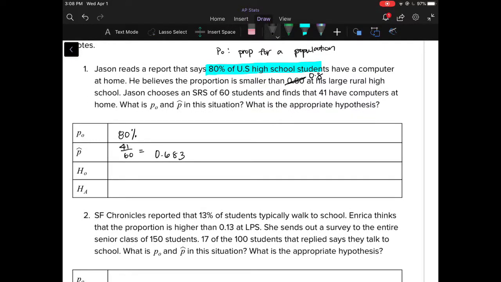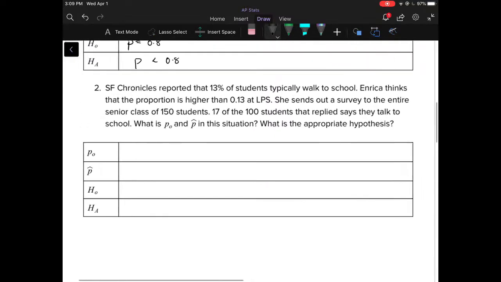We want to write a hypothesis for this situation. Well, our null hypothesis is always what is stated. It's what's claimed. So that's P equals 0.8. Jason believes that the proportion is smaller than 0.8. So he's saying that his alternative hypothesis is P is less than 0.8. And that's how you would differentiate between P hat and P naught.